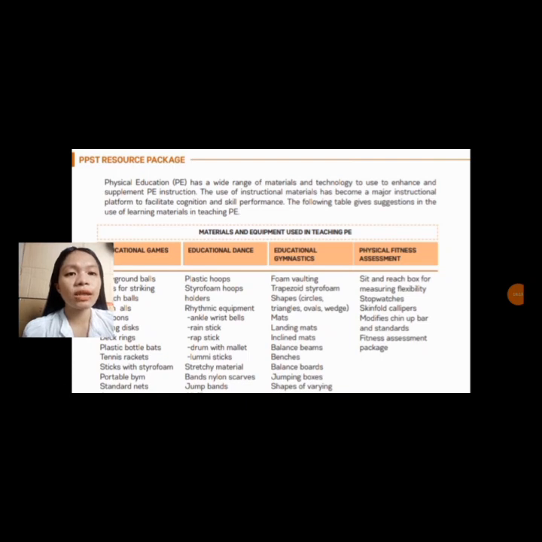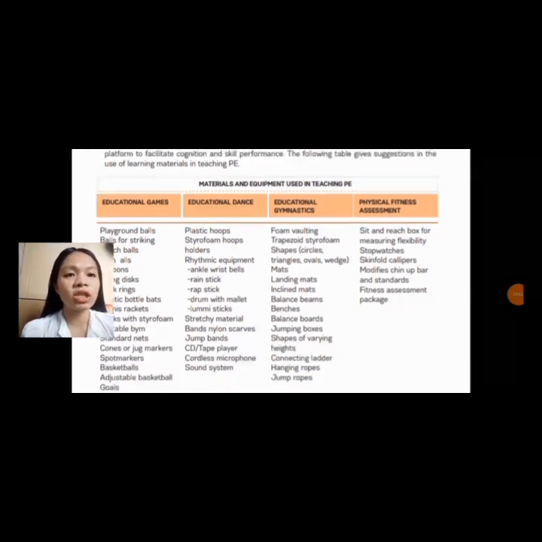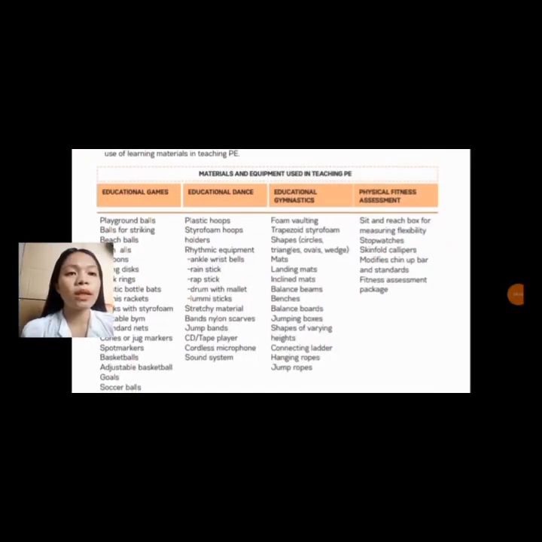So next is physical education. It has a wide range of materials and technology to use to enhance and supplement PE instruction. The use of instructional materials has become a major instructional platform to facilitate cognition and skill performance. The following table gives suggestions in the use of learning materials in teaching PE. Materials and equipment used in teaching PE: educational games, educational dance, educational gymnastics, physical fitness assessments.